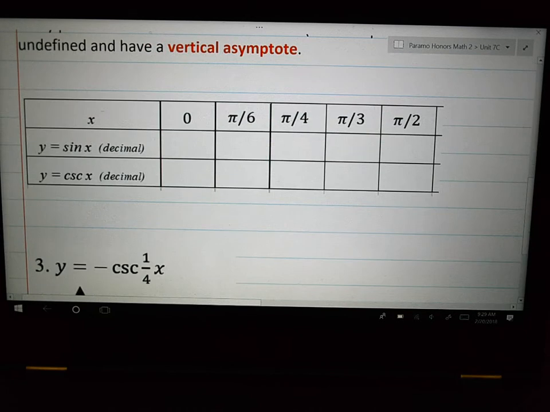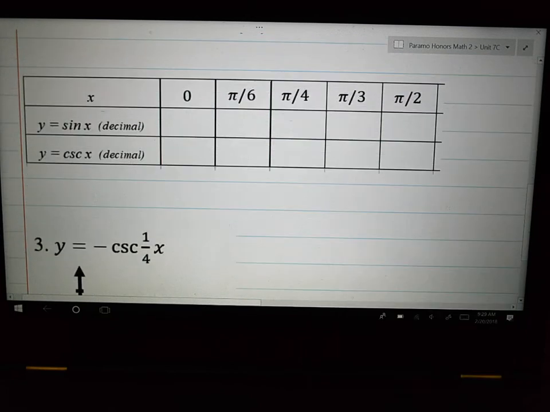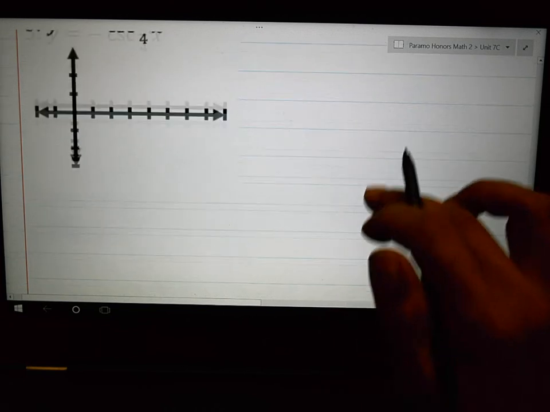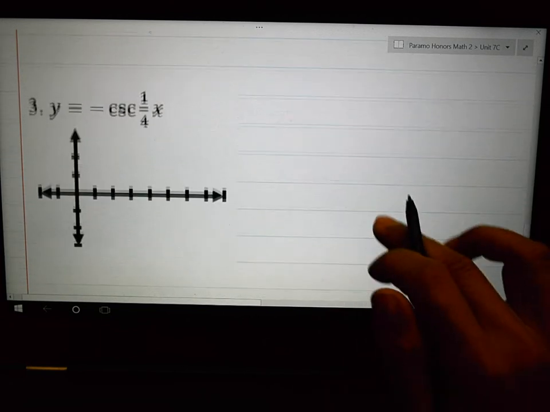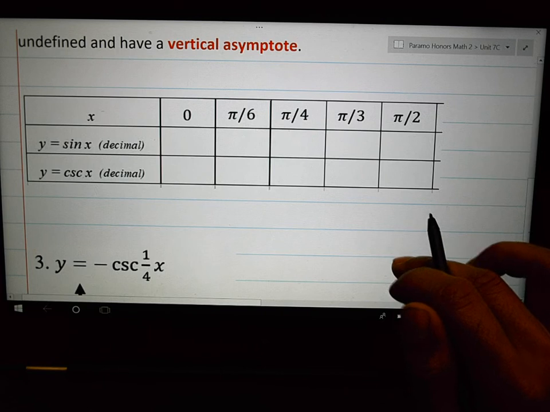I decided to do two examples with you. The two examples that I am going to do with you are number 3, and this table.